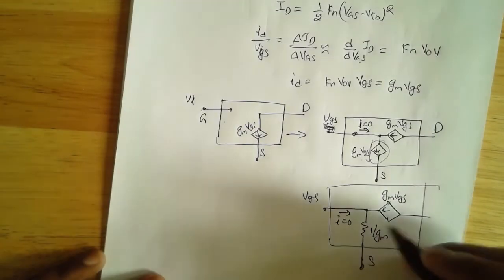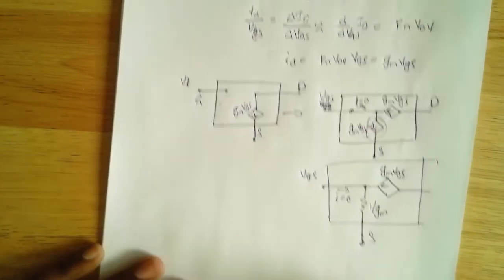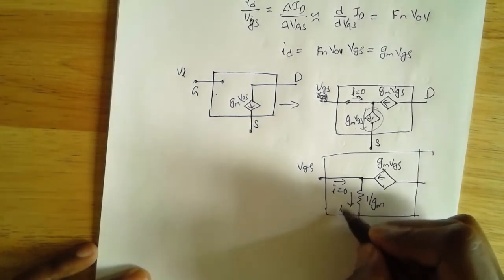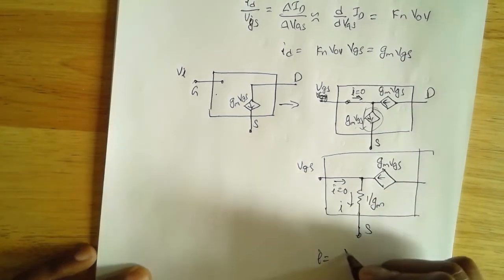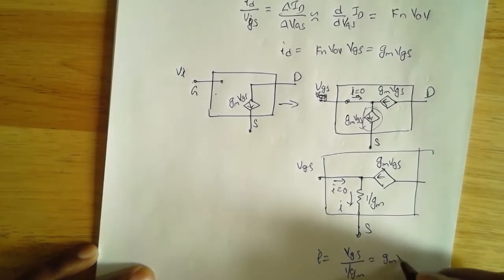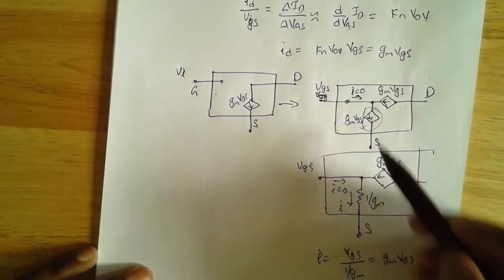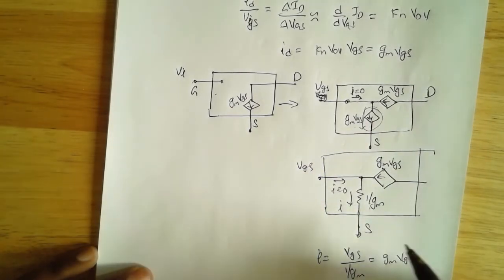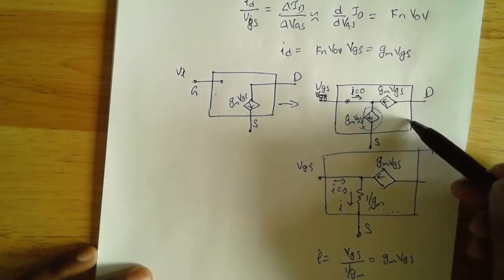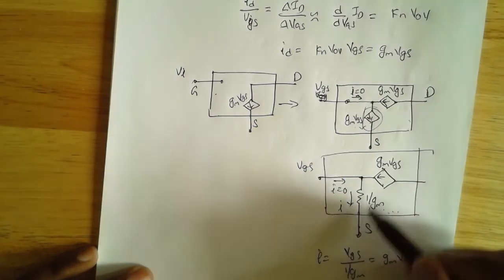Now let's see. The voltage drop from here to here is VGS, right? And if the resistance is 1 over GM, then I can calculate the current here. I will be equal to VGS divided by 1 over GM, which is equal to GM VGS. So replacing this current source with this resistance has changed nothing. This model will behave exactly the same way as the previous model, and as long as it does, I don't care, so I can use this.